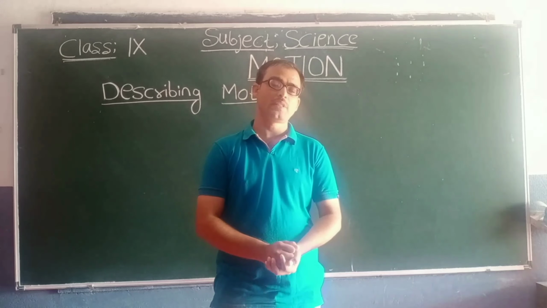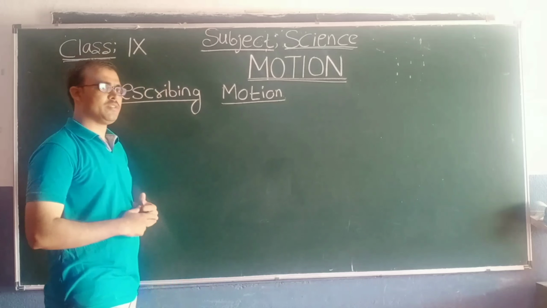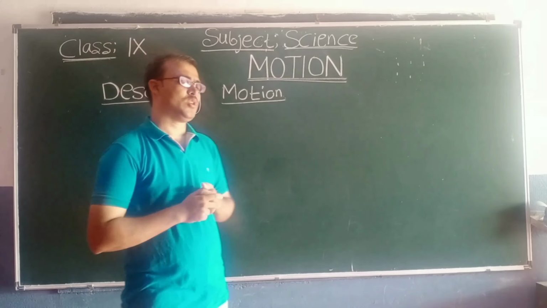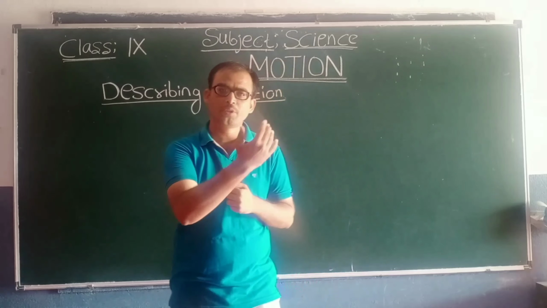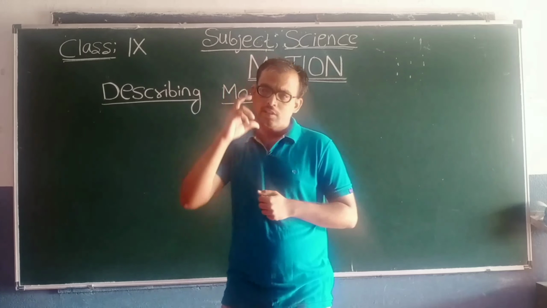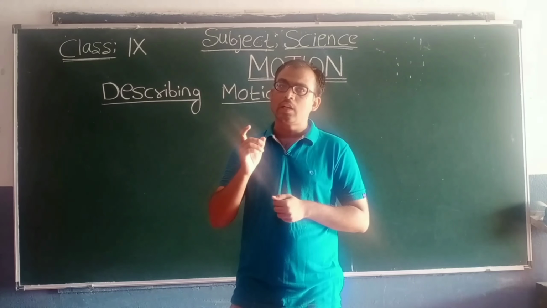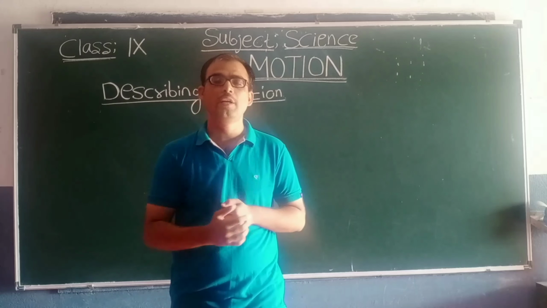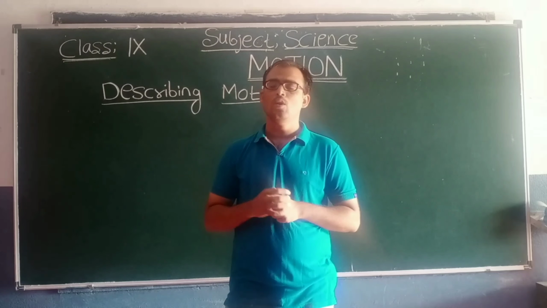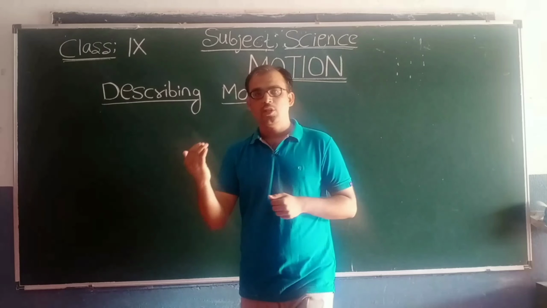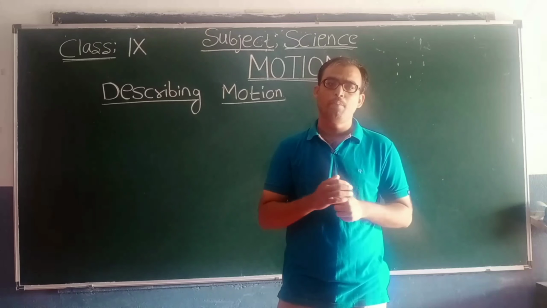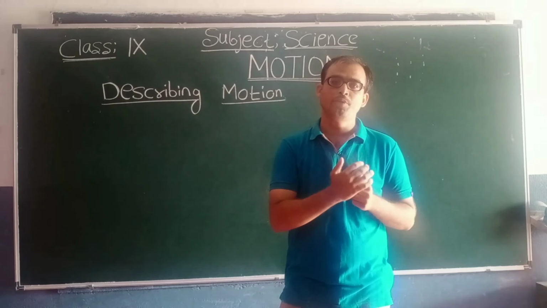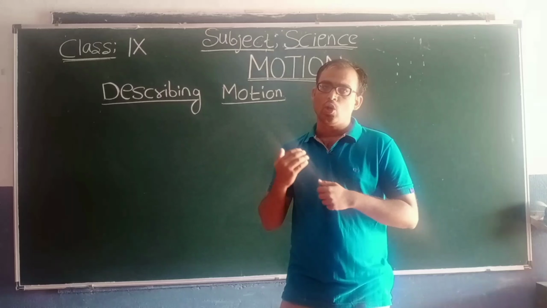Now students, we will see how motion has been described. How will we come to know whether an object is moving? Just think. We will come to know that the object is moving by its position at a particular instant. By knowing the position of an object, we will come to know whether the object is in motion or not.